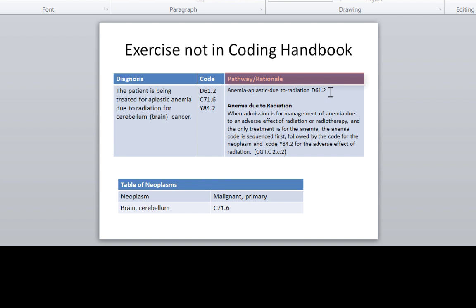We have the aplastic anemia due to radiation, has a very specific code, and we know from our guideline exactly how to code this. When admission is for management of anemia due to the radiation and the only treatment is for the anemia, the anemia is sequenced first, followed by the code for the neoplasm and code Y84.2 for the adverse effect. Y84.2 is what's called an external cause code, and some hospitals do not report that, but because it's in our guidelines, I think I would report it until I'm told not to.